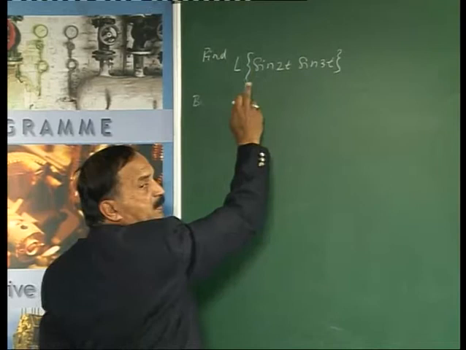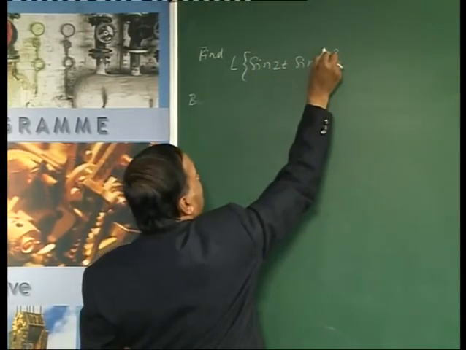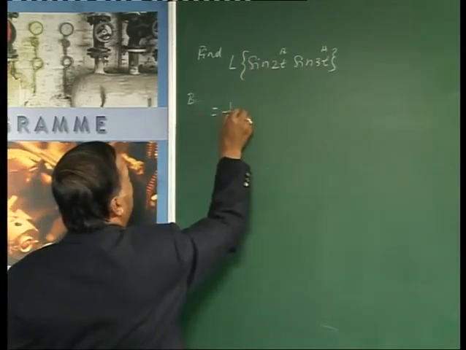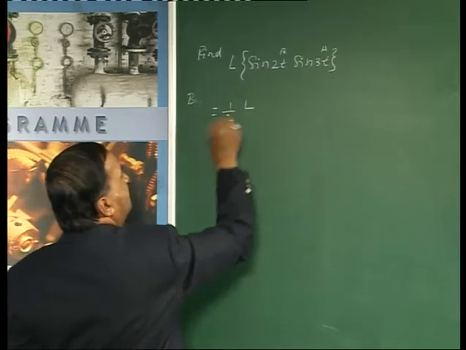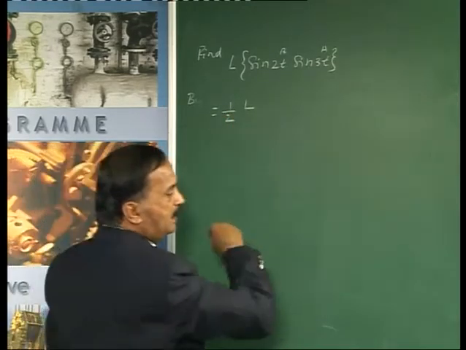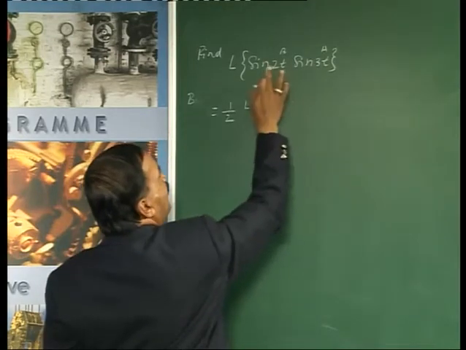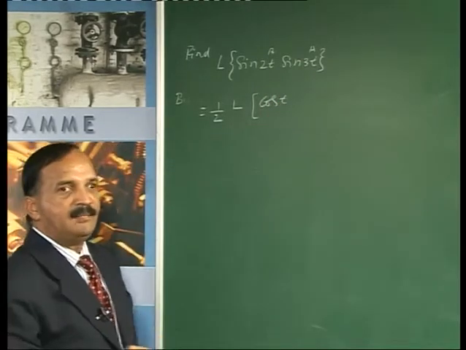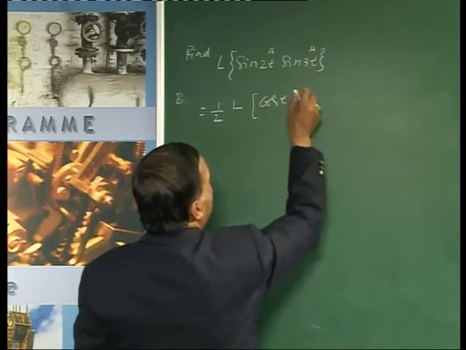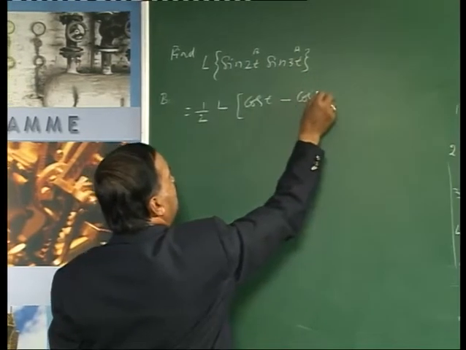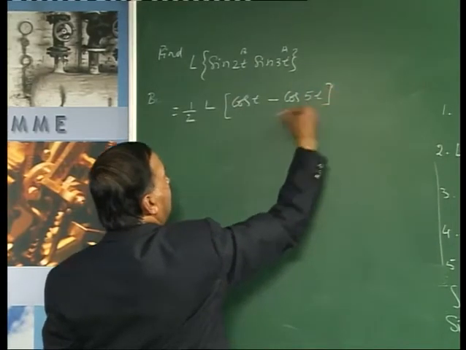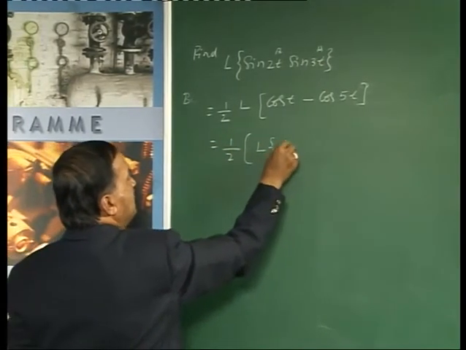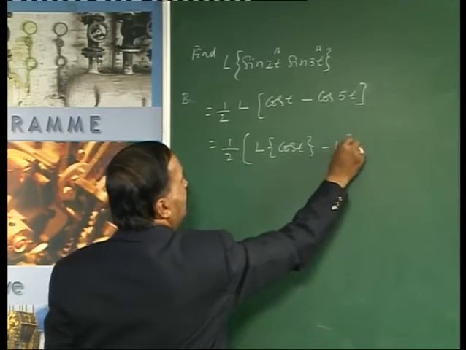Here clearly it is of the form sin A sin B. Usually you take the bigger number as A and the smaller number as B, just avoid the negative sign. So this is equal to 1 by 2 into L of cos of A minus B, that means cos of 3t minus 2t is t, minus cos of A plus B, that means cos of 3t plus 2t, 5t. That is equal to 1 by 2 into L of cos t minus L of cos 5t.